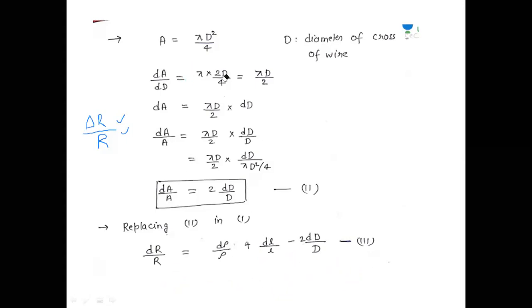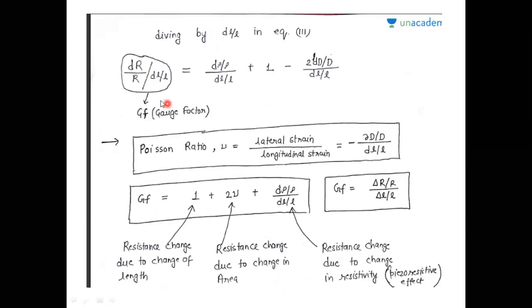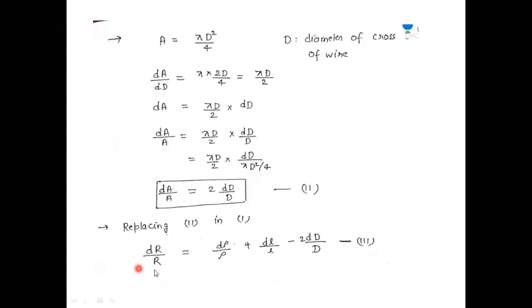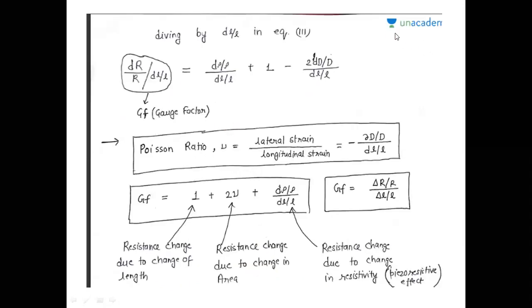Now what is happening? See here. Change the total equation: divide the total equation by delta L by L. Then delta R by R divided by delta L by L is obtained equal to dou rho by rho divided by delta L by L minus 2 dou d by d divided by delta L by L. What is delta L by L?